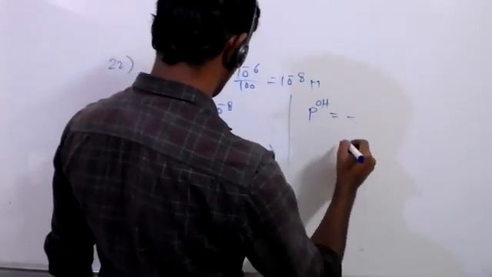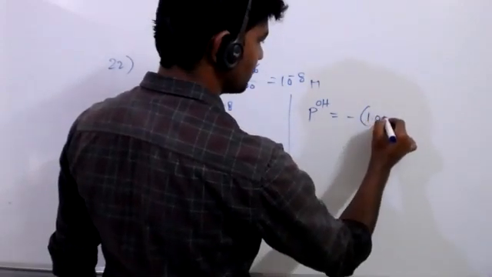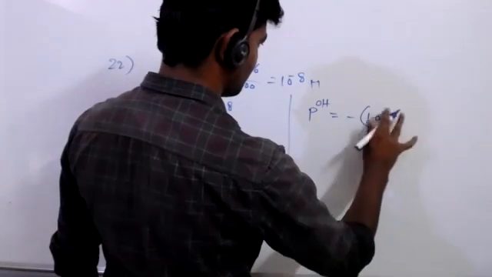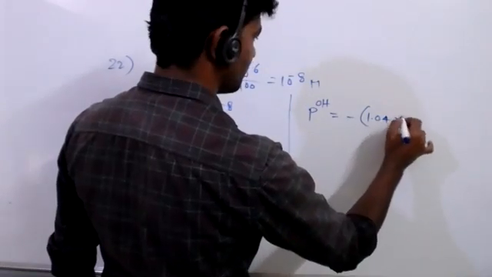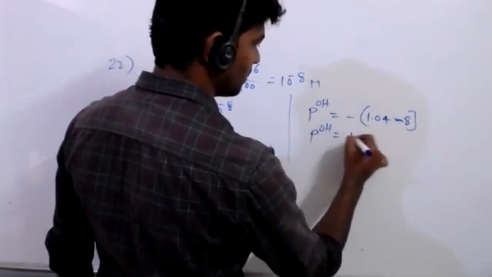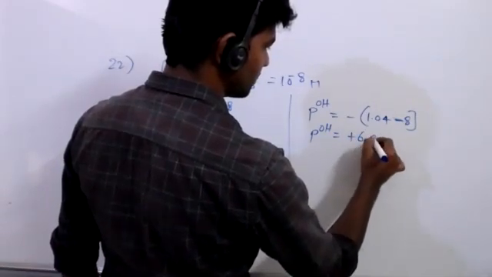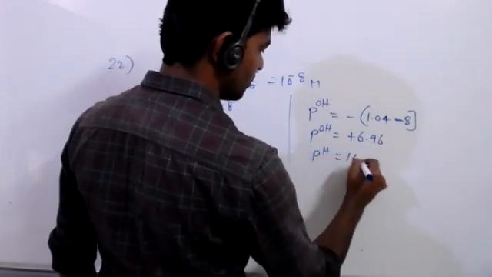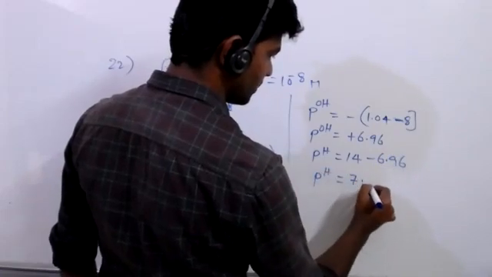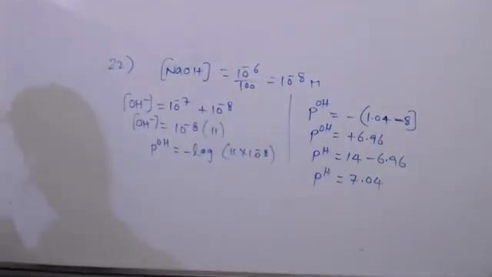Log 11 value is 1.04, minus 8. pOH is 6.96. pH is 14 minus 6.96, which is 7.04. So the correct answer is D only, between 7 and 8.